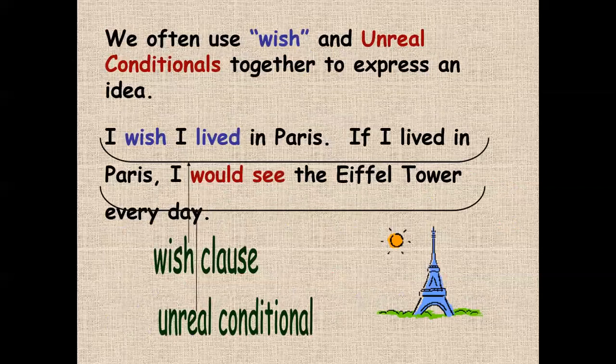We use "wish" and unreal conditionals together to express an idea. For example, I wish I lived in Paris. Or you can say, if I lived in Paris, I would see the Eiffel Tower every day. Remember, friends, you have two options. Option number one is a "wish" clause, and number two is the second conditional or unreal condition. Both mean the same, okay? You are complaining about the present. You want a change in your life, but it's not real, okay? Now, the contrary is real life, okay?